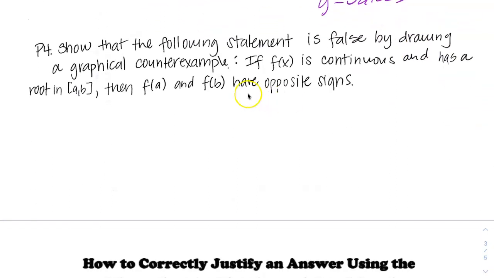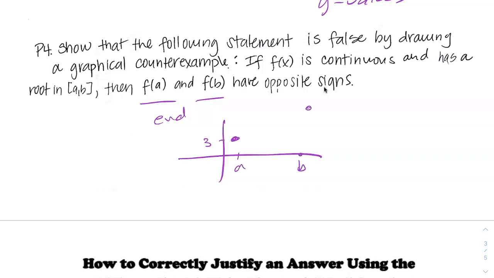Number 4. Show that the following statement is false by drawing a counterexample. If f(x) is continuous and has a root in [a, b], then f(a) and f(b) must have opposite signs. The trick here is that a and b are the endpoints. So let's say I draw two endpoints, up here at like 3, that'll be my a, and then b will be over here at like 8. And you're trying to say, if I know there's a root between those two, that these two things must have opposite signs. That's not always the case.